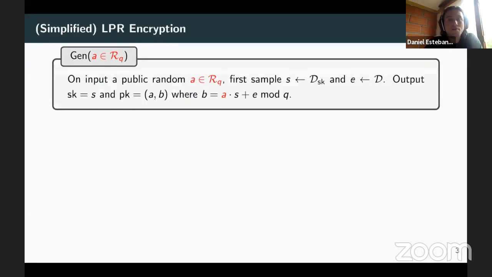Okay, something important here: LPR encryption, by Lyubashevsky, Peikert, and Regev, 2010. This is a simplified version of it, and it's going to be at the core of our technique. So I want to make sure I get the idea across.